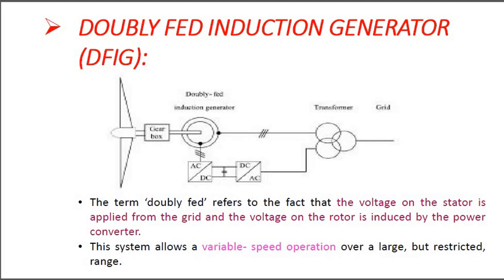Now, the term doubly fed refers to the fact that the voltage on the stator is applied from the grid, and the voltage on the rotor is induced by power converters like AC to DC and DC to AC. So this is the power applied from these power electronics devices. This system allows a variable speed operation over a large but restricted range. So this type of arrangement can be used for variable speed operation.